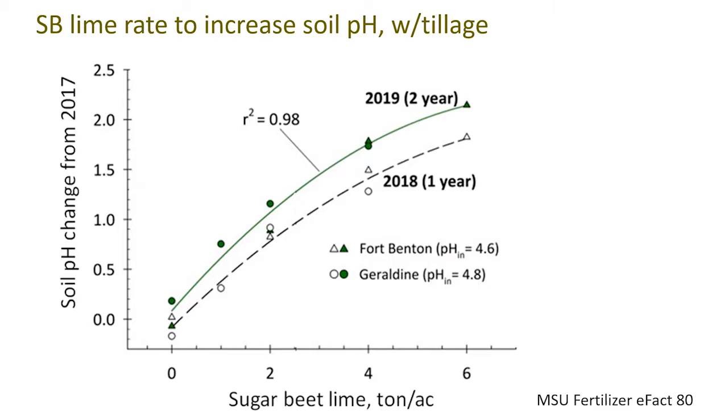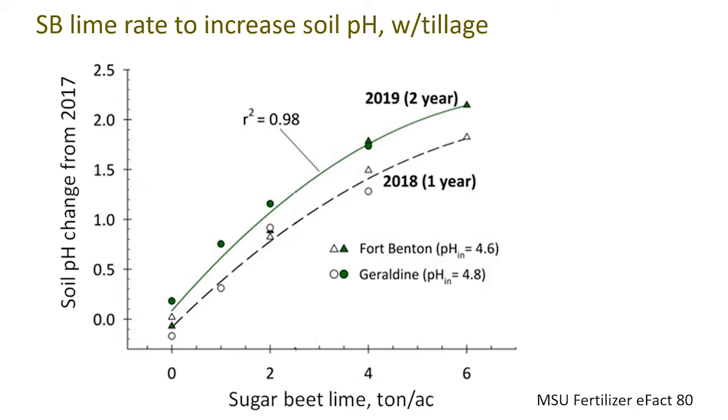How did the pH change over time? So here I show on the x-axis sugar beet lime in tons per acre, and soil pH change from the 2017 pH. In the first year, 2018, we see a nice kind of linear response at low pH, and then it starts plateauing a little bit more at higher pH.